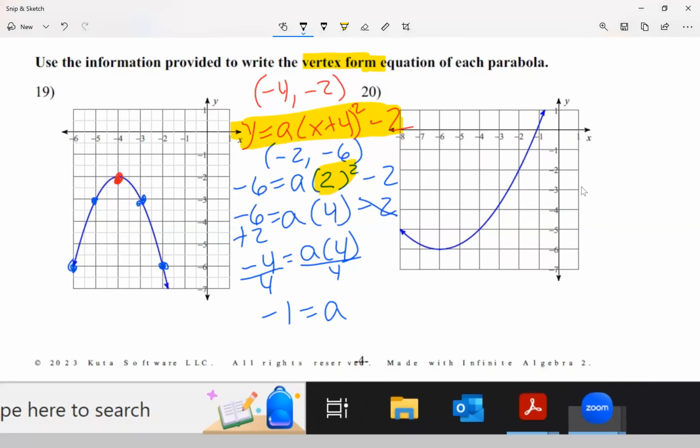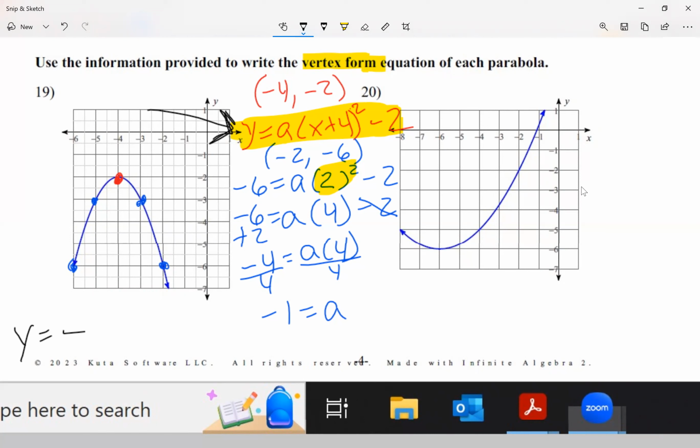So let me write this. My answer, the way I'm going to type this, I go back into here. I know my A value, so I'm going to replace my A value on that one. So I'm going to write Y equals my A value, my aperture is -1. I don't write the 1, but I do include the negative sign. So negative. Now I see x plus 4 squared.